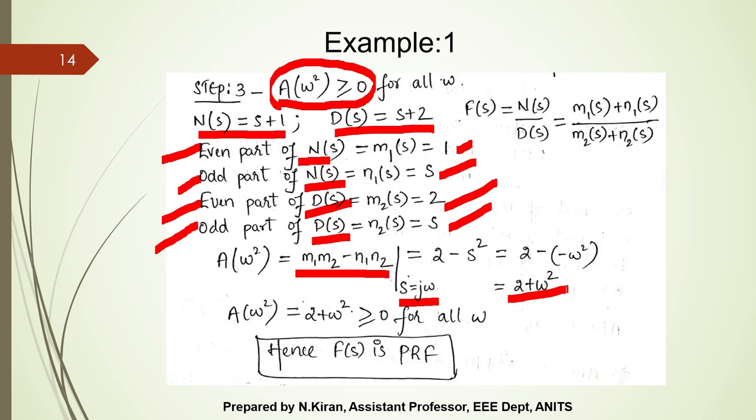and substitute s is equal to j omega, I have obtained 2 plus omega square. So we know that for every omega value, this expression is greater than or equal to 0. Hence, since all the three conditions are satisfied, I can conclude that the given function is a positive real function.